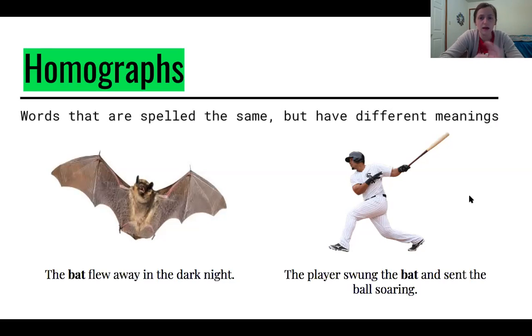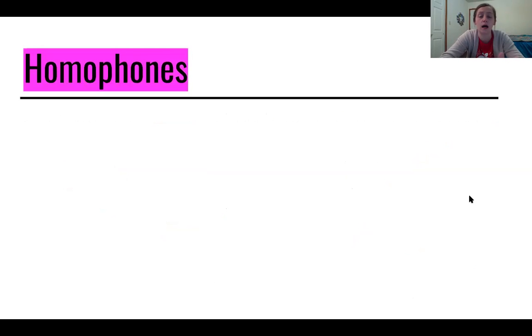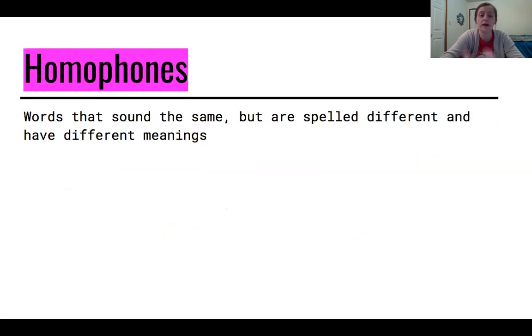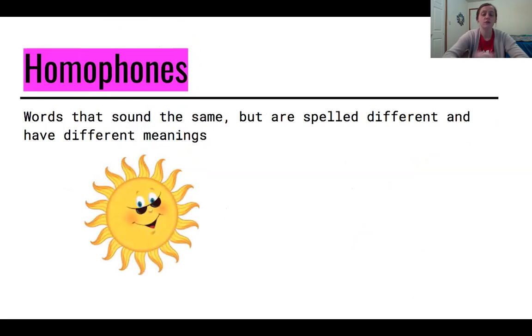Now let's look at what homophones are. Like I said earlier, homophones are those words that sound the same, but they're spelled differently. We're going to use the word sun. One example of a sun is that blazing ball in the sky, right? It lights up the day, rises in the morning, sets in the evening. An example sentence would be, the sun was shining brightly that day, spelled S-U-N.